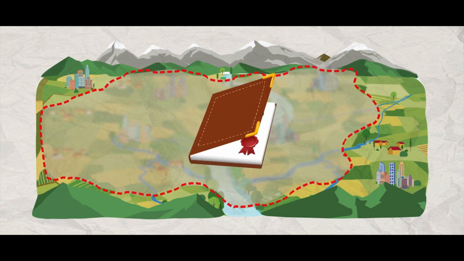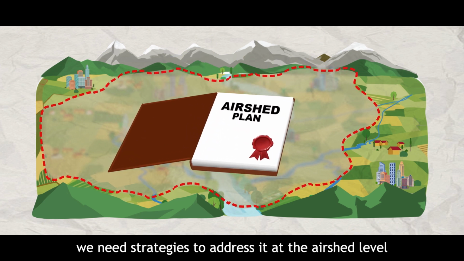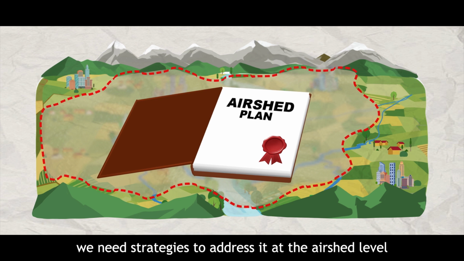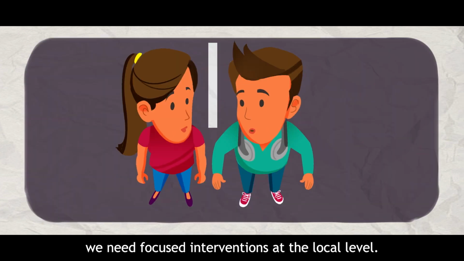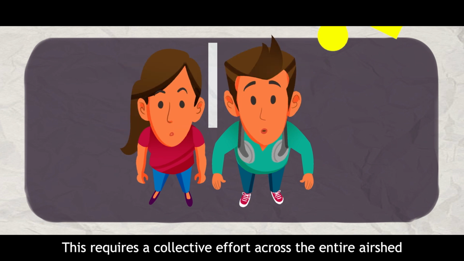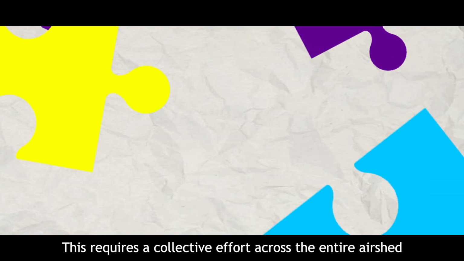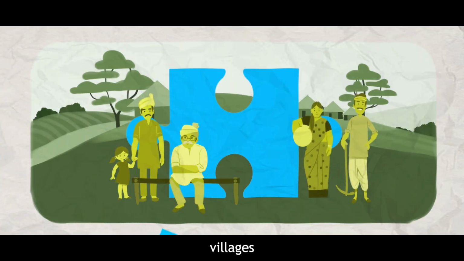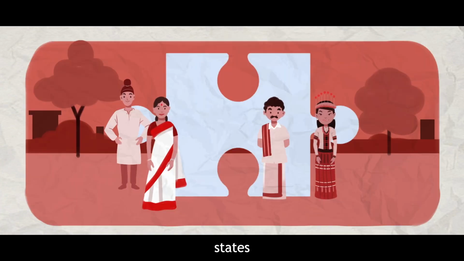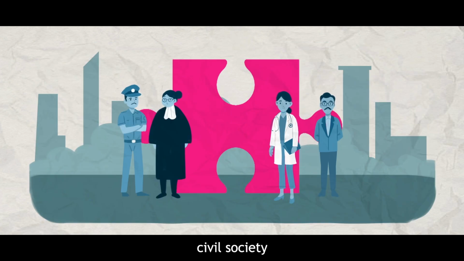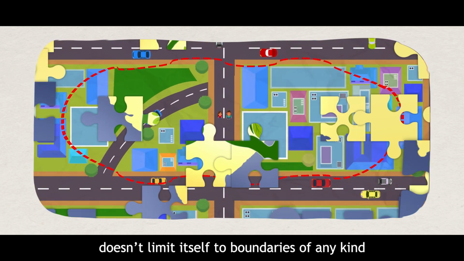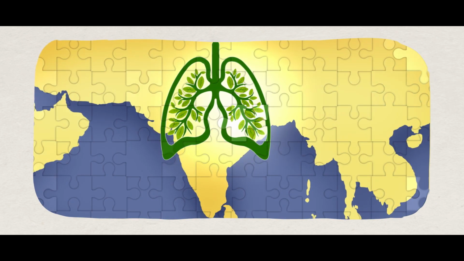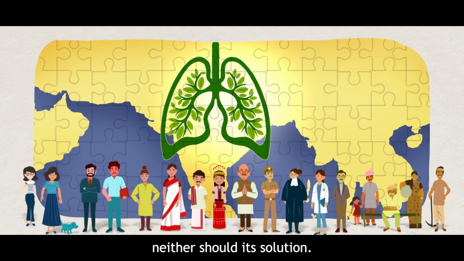So, to effectively tackle air pollution, we need strategies to address it at the airshed level. And based on those strategies, we need focused interventions at the local level. This requires a collective effort across the entire airshed. Villages, cities, states, involving governments, civil society, and the private sector. Because air pollution doesn't limit itself to boundaries of any kind. Neither should its solution.